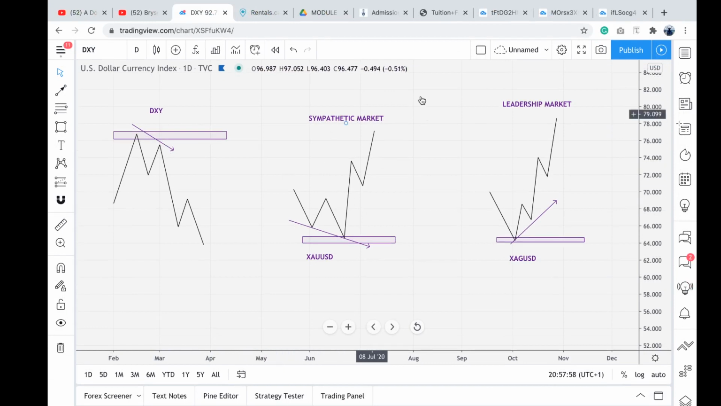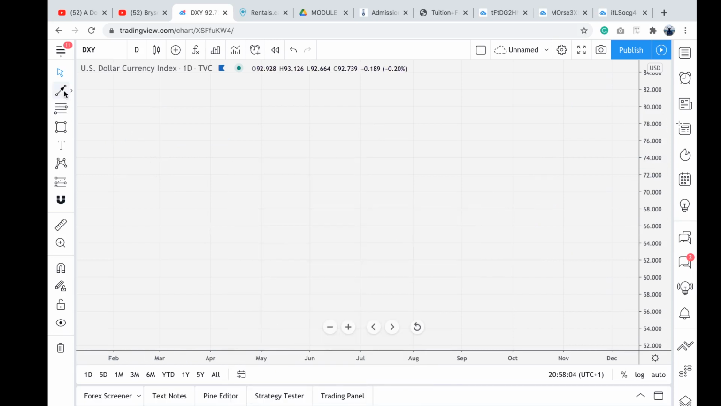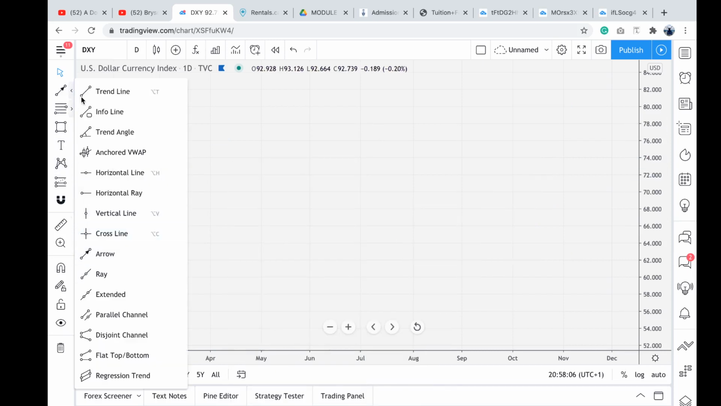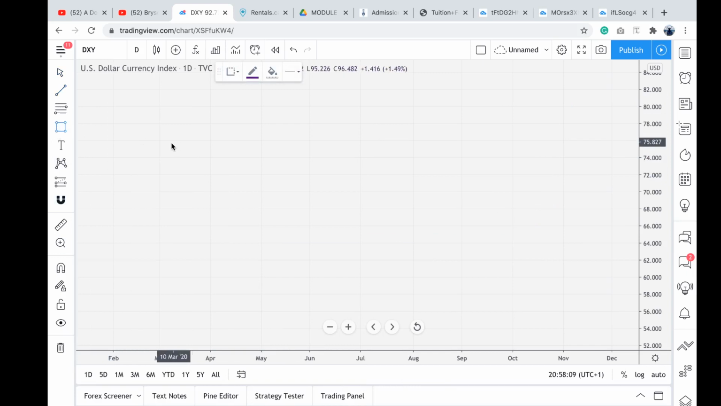So now, sympathetic market, leadership market, this goes long. We can also use the same example for this. Now let's say, for example, we have a higher time frame resistance level on the DXY for a bearish example, and we see the DXY approach that with a breaker price.